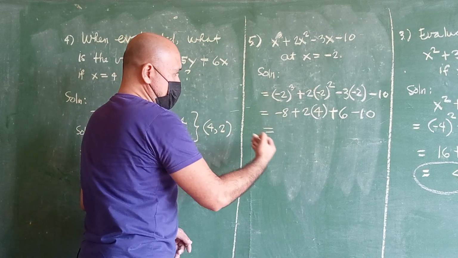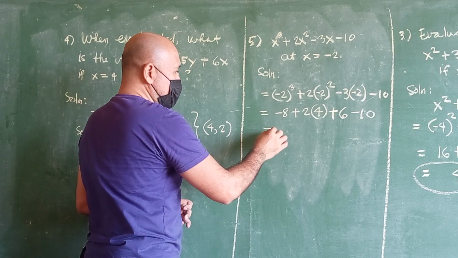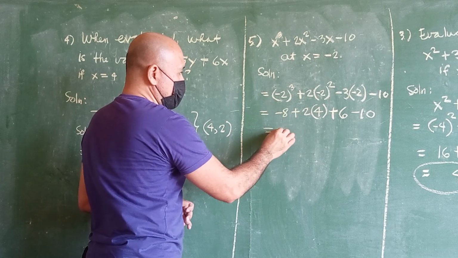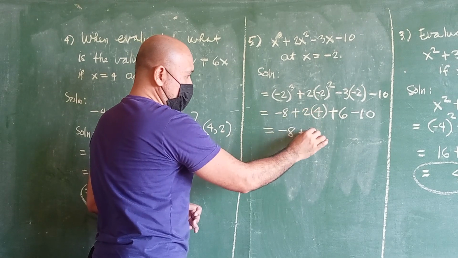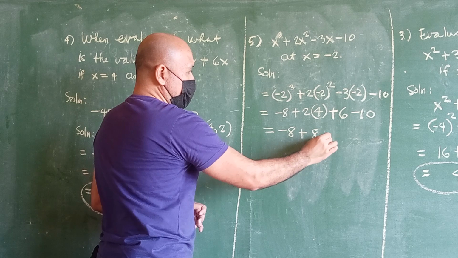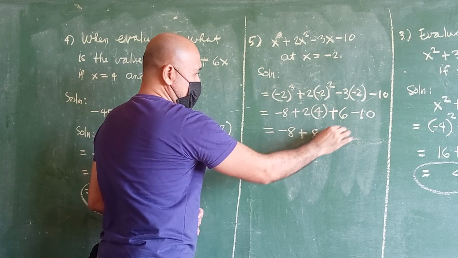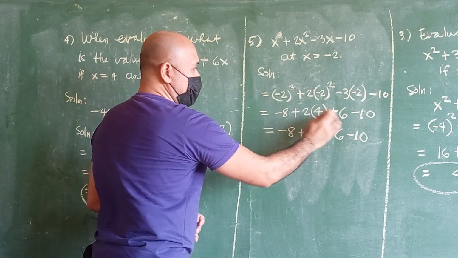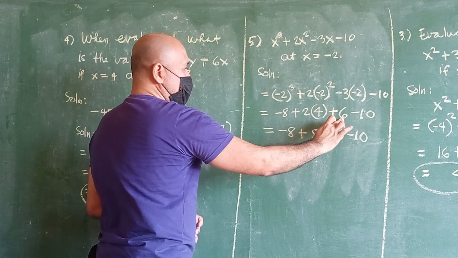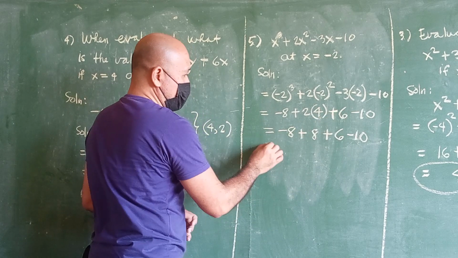This is step by step, so there is no reason why you cannot easily understand this process. So this is negative 8, just bring down, and simplify 2 times 4, that is 8. And then plus, bring down, or you may still bring down 6 minus 10. Although you can combine 6 minus 10 at this part already.